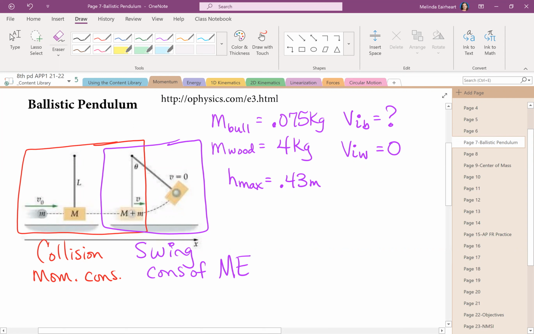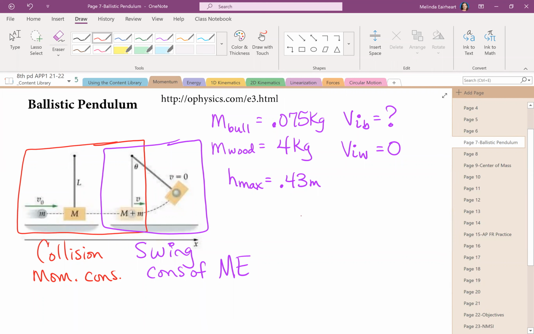Kinetic turns into potential, right, during the swing. And so don't think, oh, it's elastic. No. Elastic is conservation of kinetic energy during the collision. That's not true. And so these are always like a 2-parter. We're trying to find that initial velocity of the bullet, and so let's start with the collision.